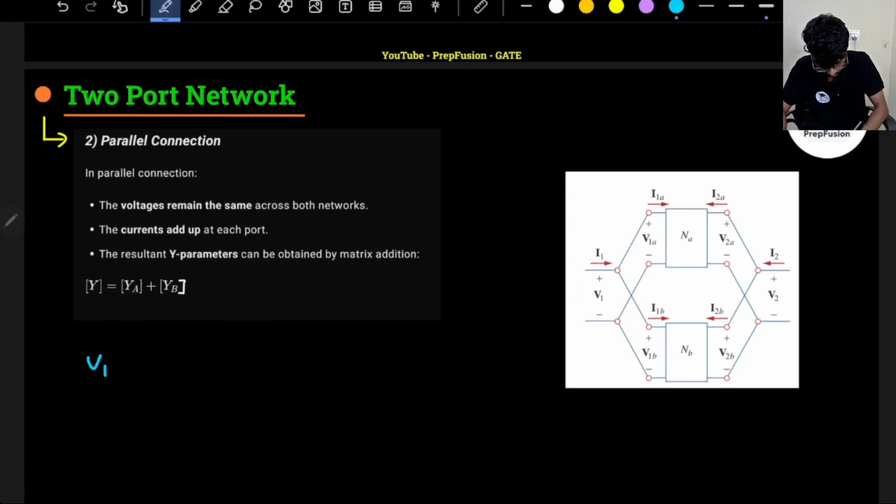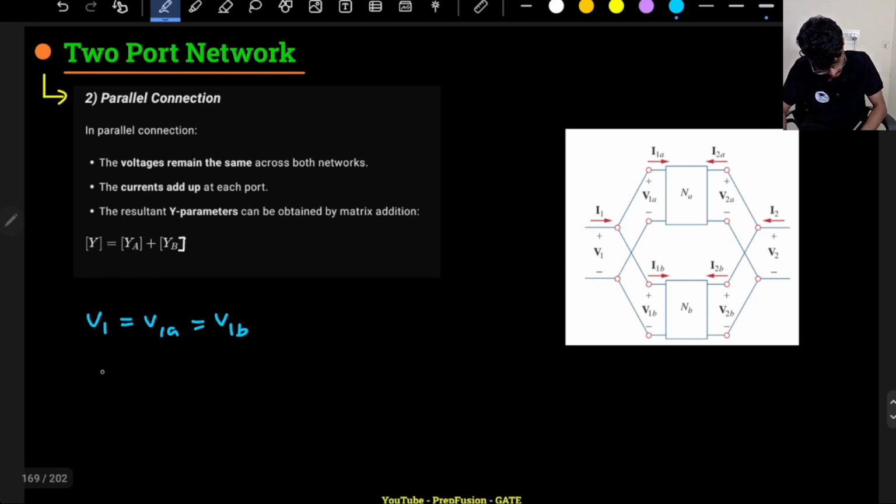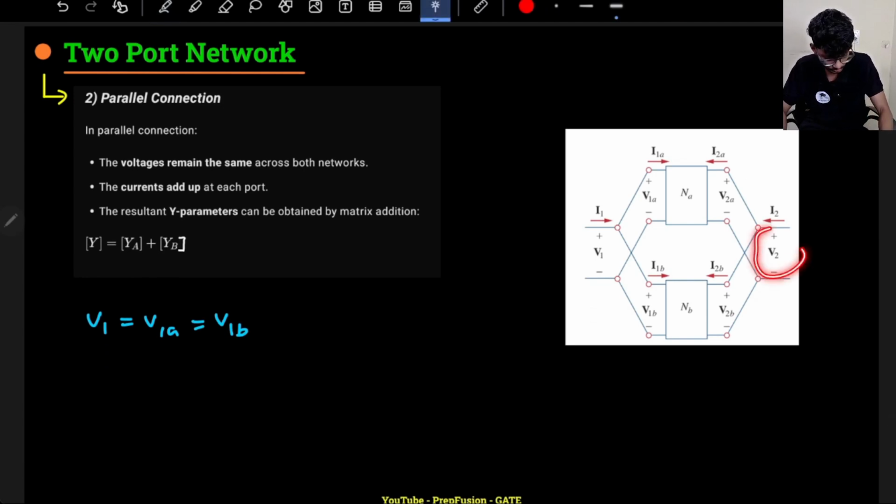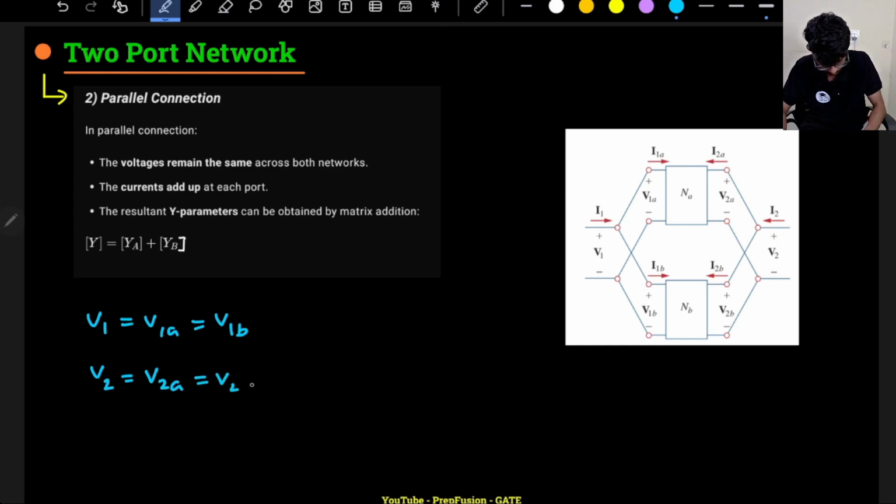So I can say V1 equals V1A equals V1B. And the same for the V2 port as well. So V2 is the same as V2A and V2B: V2 equals V2A equals V2B.